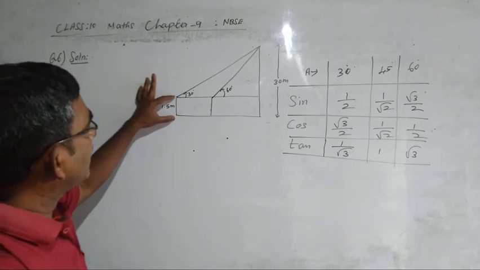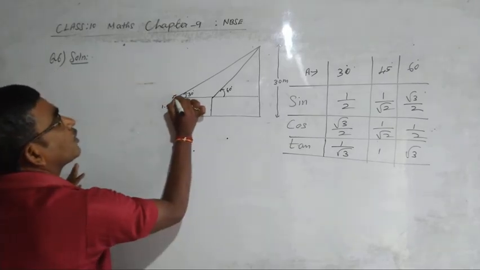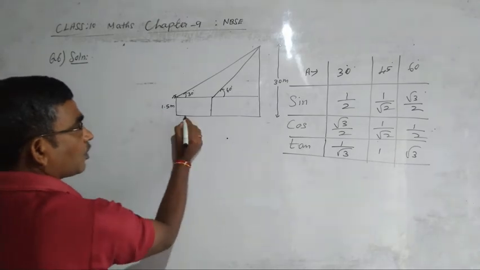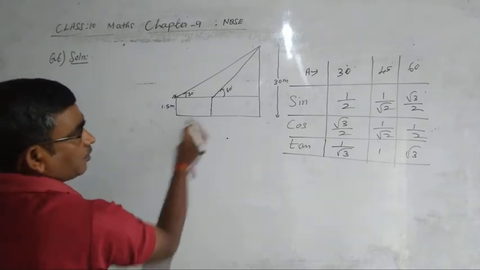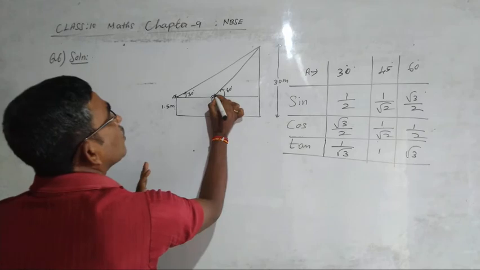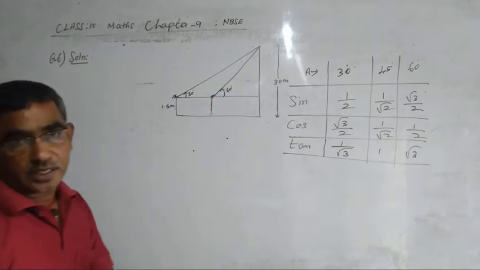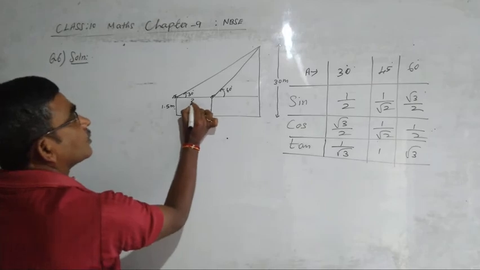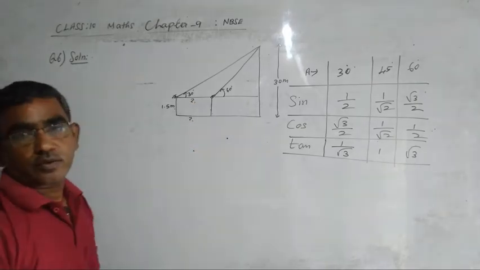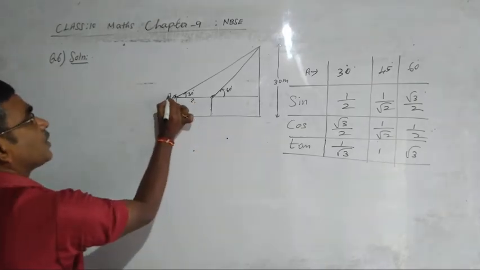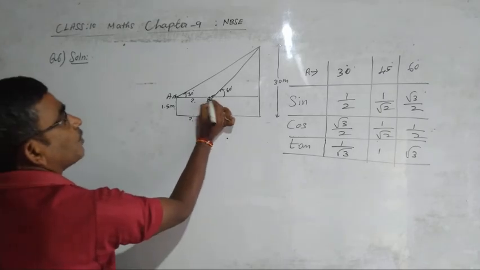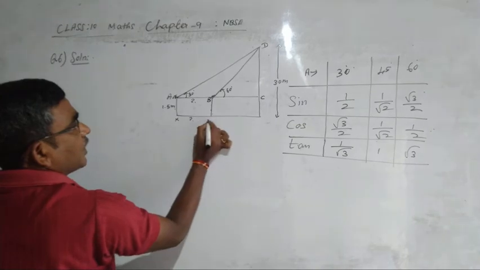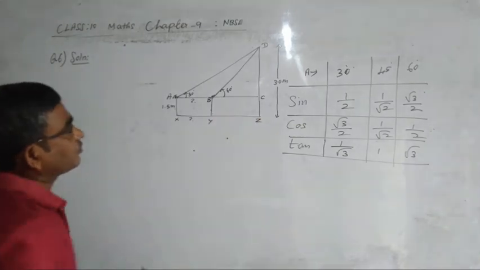When he's standing here and looks at the top of the building, the angle must be 60 degree. As he walks towards the building, he comes closer to the building, so the angle changes. Now the question is how much distance he walked? The distance he walked. Okay, just give the names A, B, C, D, or X, Y, Z.